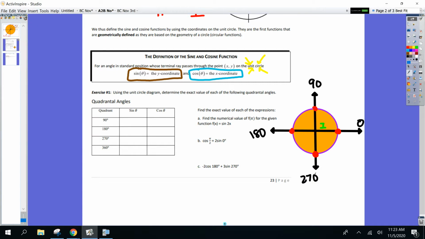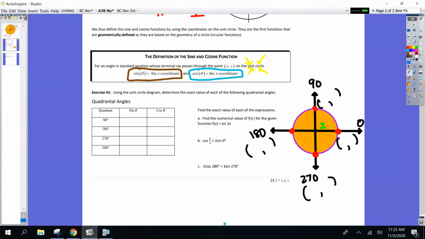Can you guys remind me? I'm going to go around and call on some people. Can you remind me what these points were on the unit circle? Look back in your notes if you need to. What were those points at 0, 90, 180, and 270 yesterday? Because that's how I have to do this first problem here in exercise 1.